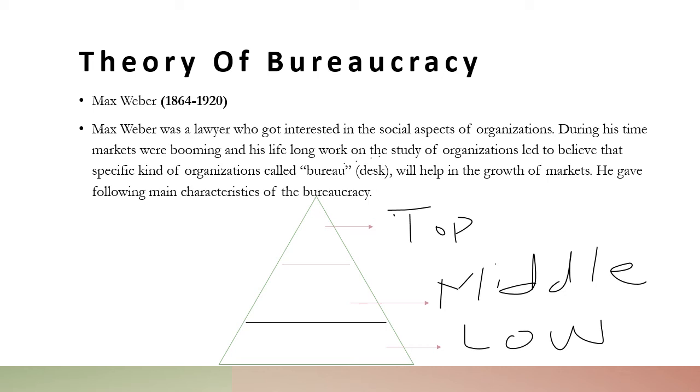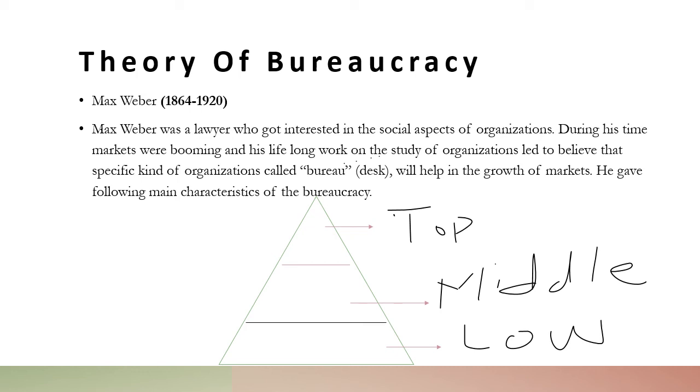He gave the following main characteristics of the bureaucracy: top level management, middle level management, and low level management. Bureau means desk and cracy means to perform a task while sitting at a desk. So the person who is sitting at a desk and giving the directions is known as a bureaucrat. He gave the idea that in any organization there must be a hierarchy of authority. There must be top level management, middle level management, and low level management. And all of these people must perform their task in a proper manner, where top level management gives direction to the middle level management, which gives direction to the lower level management, and all of them should perform their task effectively and efficiently.